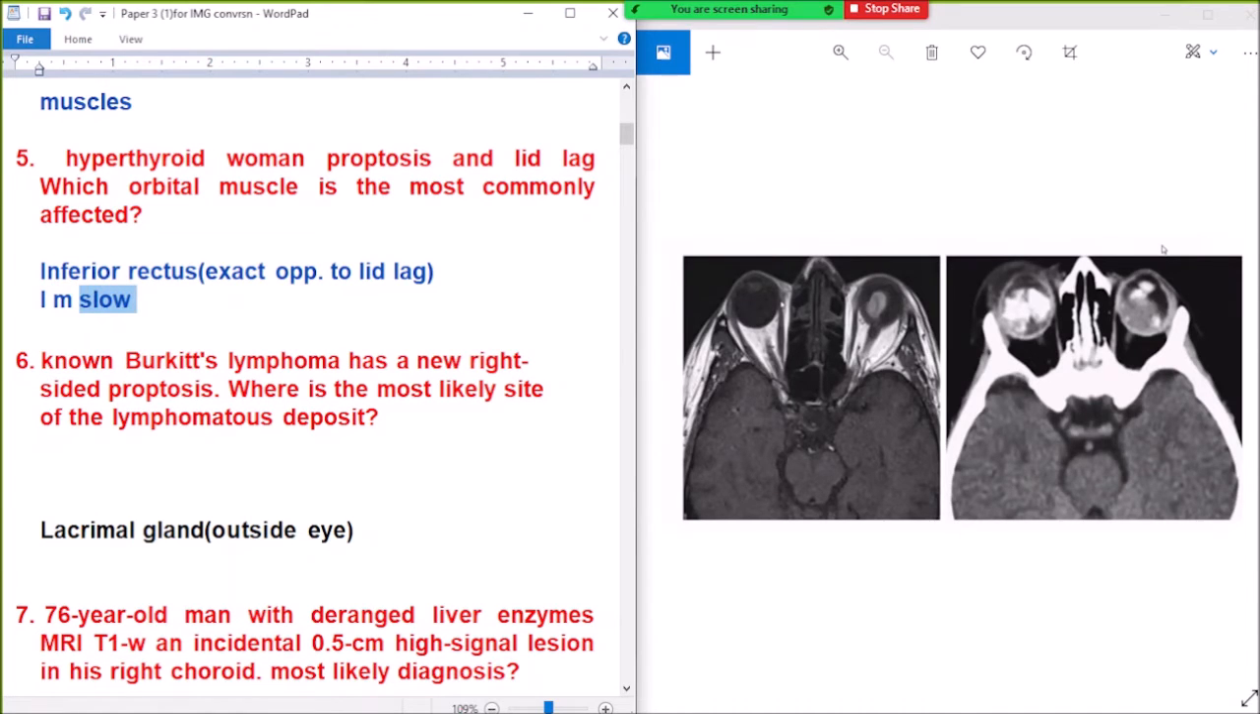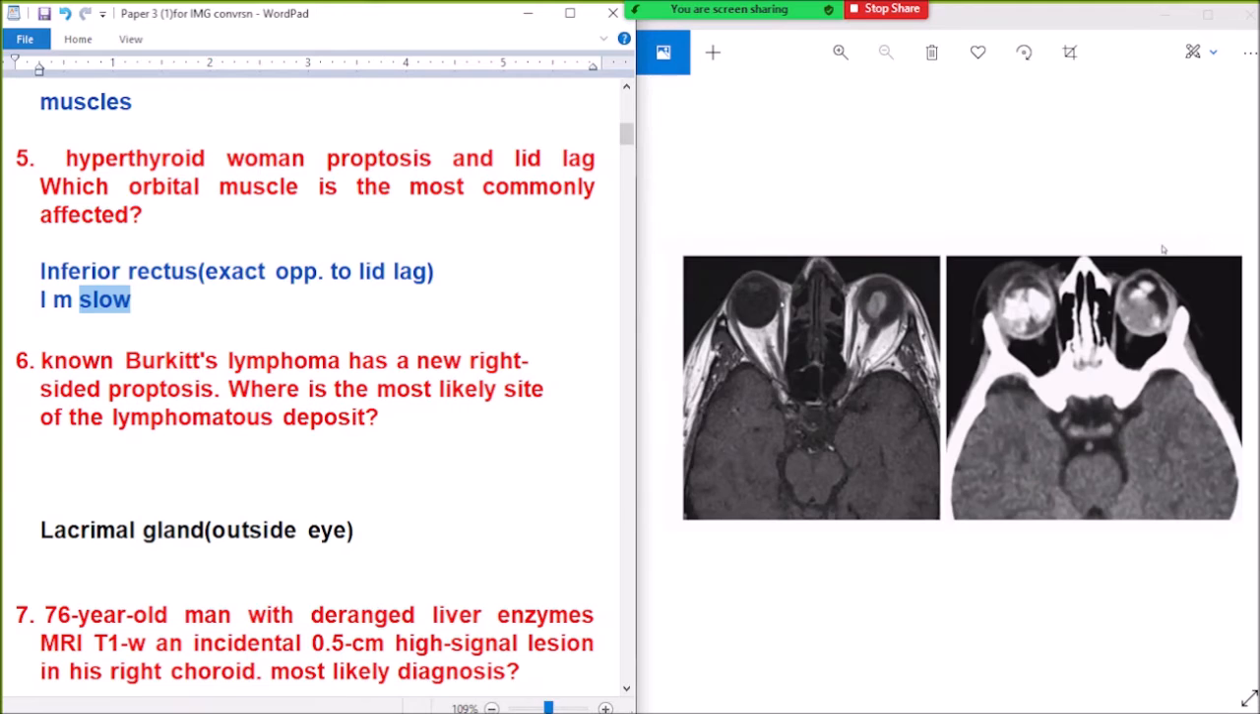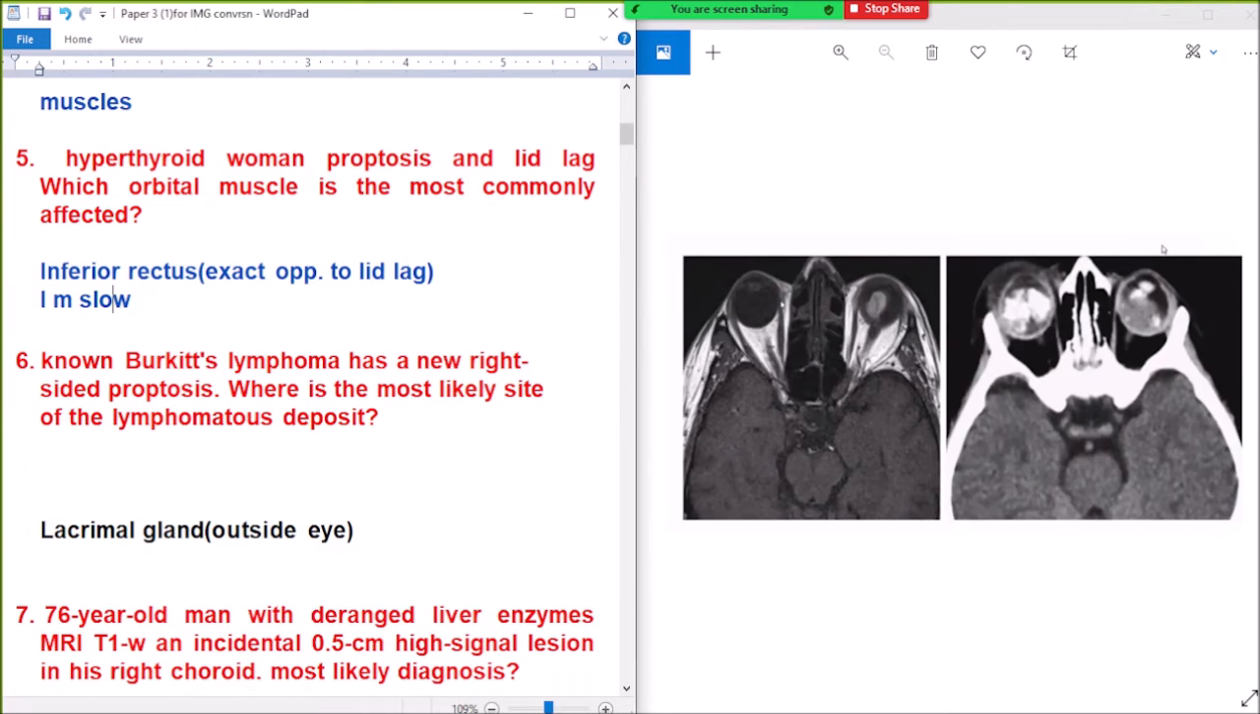So in thyroid eye disease, first to be affected is the inferior rectus, then medial rectus, then superior rectus, then lateral rectus, then oblique muscles involved. So here first is inferior rectus. I am slow, so inferior rectus is most commonly affected.